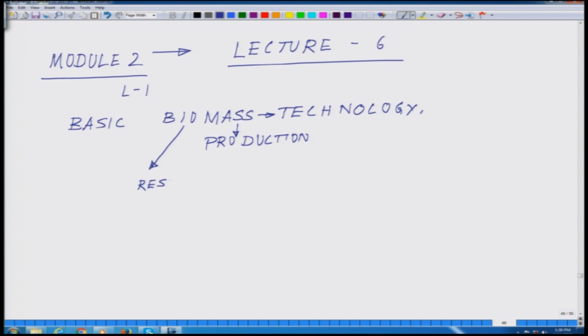What are the different resources? The most critical among all these things is to understand the biomass production process. This is what we will be dealing with significantly in the next 4 or 5 lectures. In terms of biomass production, the critical area will be photosynthesis.